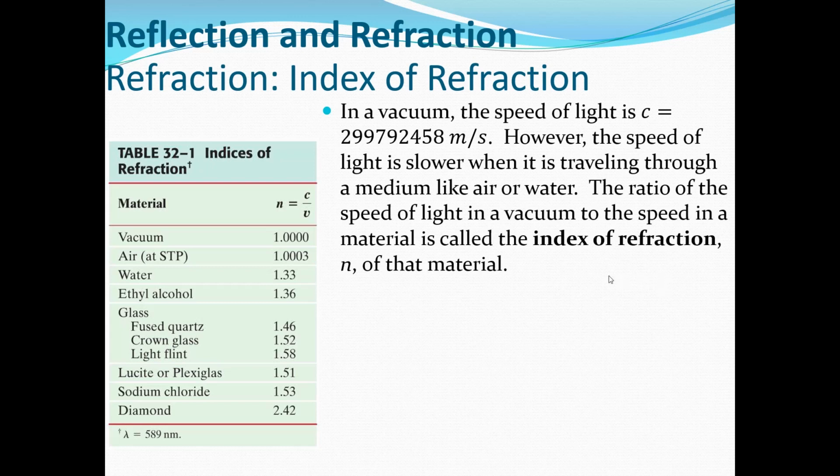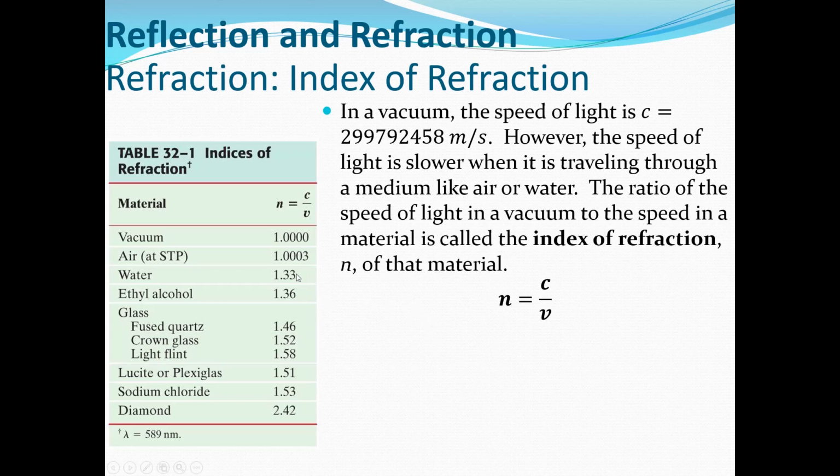Now, the amount that the material will slow light down is based off of what's called the index of refraction of that material. The index of refraction is a ratio of the speed of light versus the speed in that material. So for example, in a vacuum, the index of refraction is 1 because they are the same number. And in air, it is a very small difference. It does go a little bit slower in air, but it's not noticeable. In fact, a lot of times when light's traveling in air, you can just assume that it's traveling at 3 times 10 to the eighth.